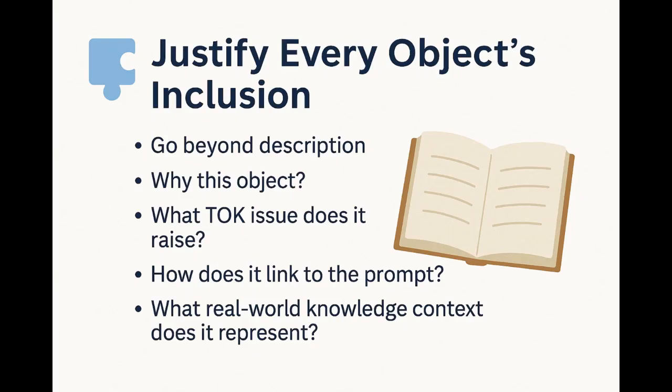So, let's talk about justifying every choice you make. Don't assume that the significance of your objects is obvious to everyone else. Instead, you really need to explain why you selected each object, what theory of knowledge issue it brings to the forefront, and how it actually addresses the IA prompt. It's also important to consider what assumptions or limitations are revealed through your analysis. Try to avoid just giving descriptive summaries. Remember, the object is meant to be the starting point for your analysis, not the end point.